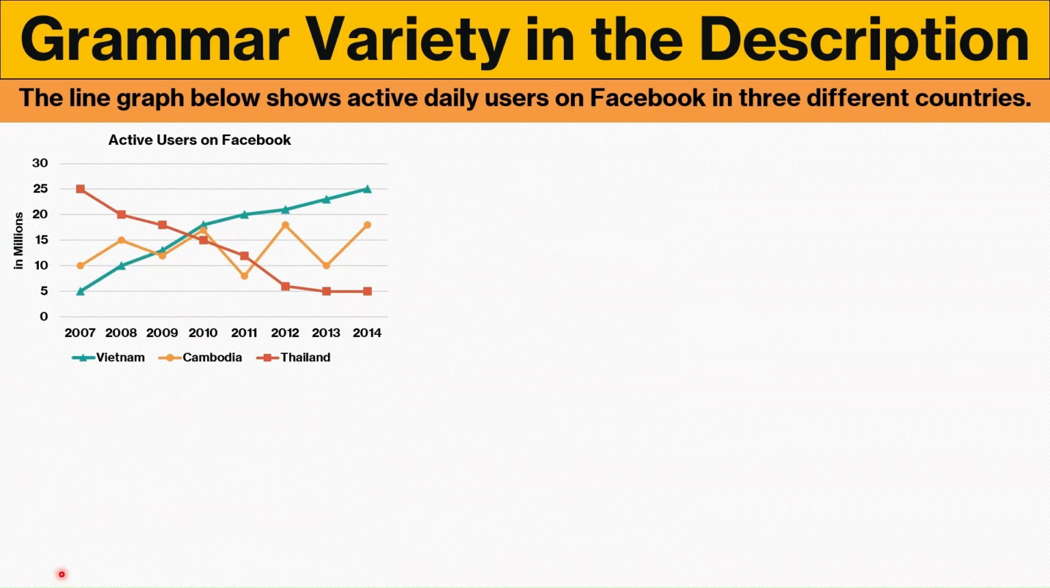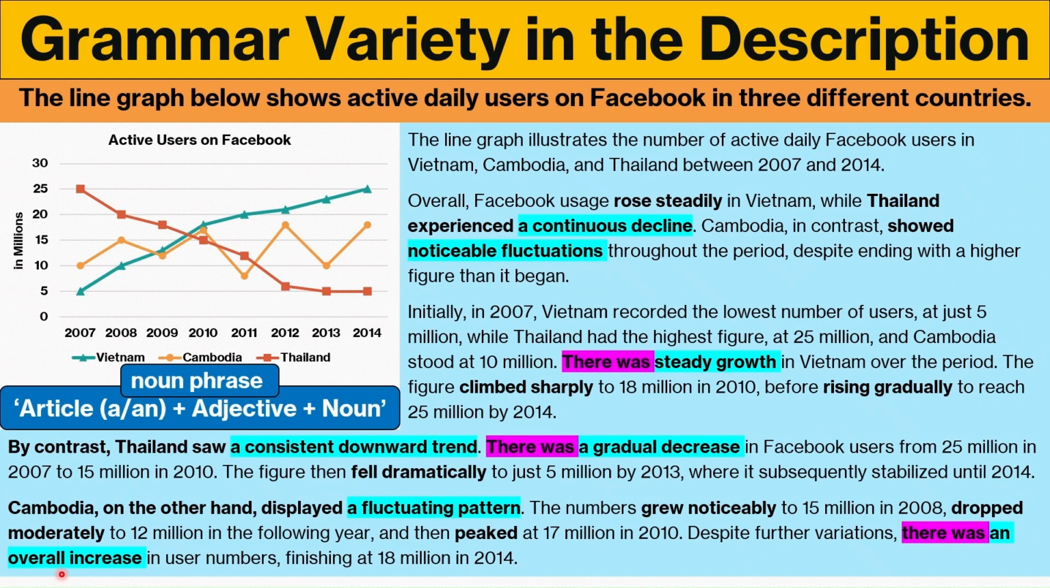Second, look at the noun phrase structures in turquoise: article plus adjective plus noun combinations. For example, a continuous decline, noticeable fluctuations, steady growth, a consistent downward trend, a gradual decrease, a fluctuating pattern, and an overall increase. We also see the structures starting with there was, which is another way to introduce these noun phrases. These forms sound more academic and allow for greater flexibility in sentence openings.